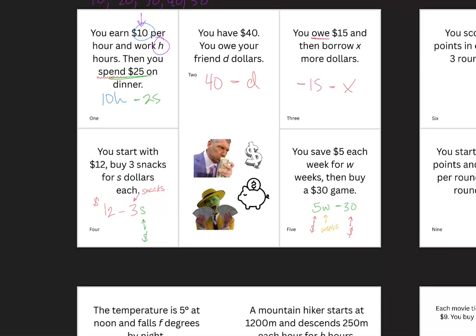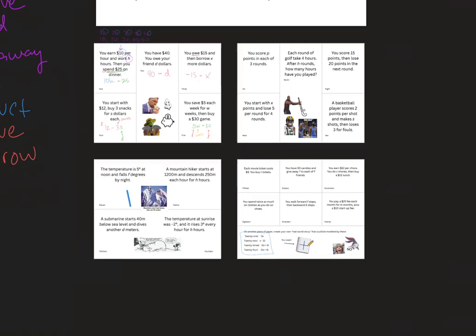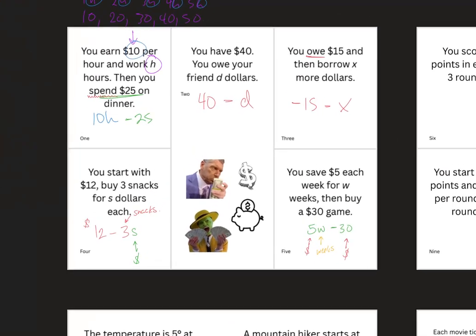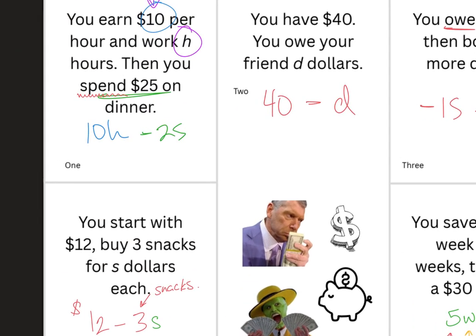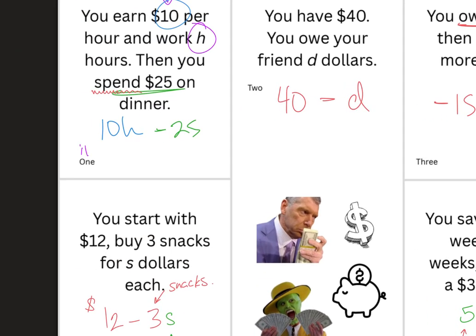For example, after everyone finished this first page and had some other time to work on these, I said, let's pause and pretend that we know some information. So what if you worked 4 hours? Well, that would be 10 times 4 minus 25. Well, that's 40 minus 25. You would have $15. That would be the outcome.